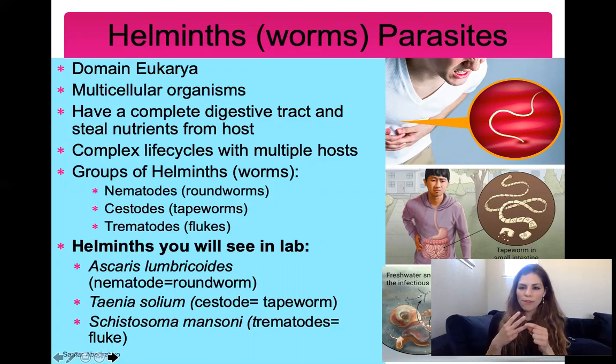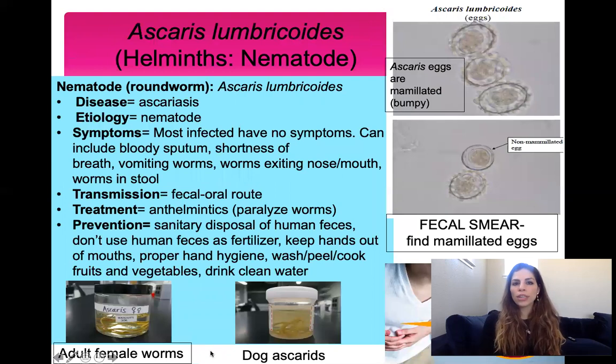Nematodes, a common name for them are roundworms. Cestodes, a common name for them are tapeworms. Trematodes, a common name for them are flukes. All are worms. The 3 Helminth worms you're going to look at in lab are Ascaris, Taenia, and Schistosoma. And I'm going to talk about each one of these Helminths specifically. We're going to start with Ascaris lumbricoides.